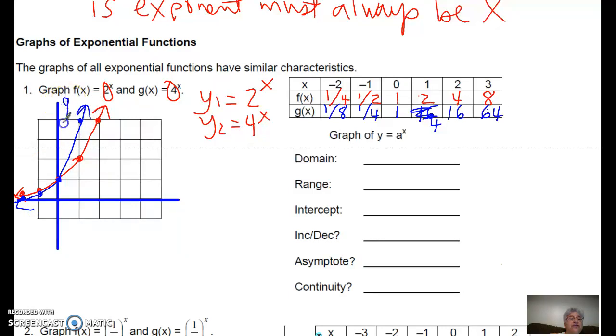We can see that g of x is steeper than our first function f of x, 2 raised to the x power. So going over our domain and range for both functions, anytime we have a raised to the x, and in this case a is an integer greater than 1, our domain is going to be all real numbers. It'll go from -infinity to +infinity.